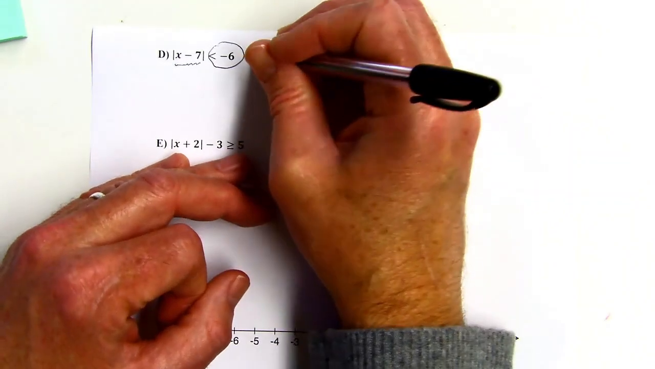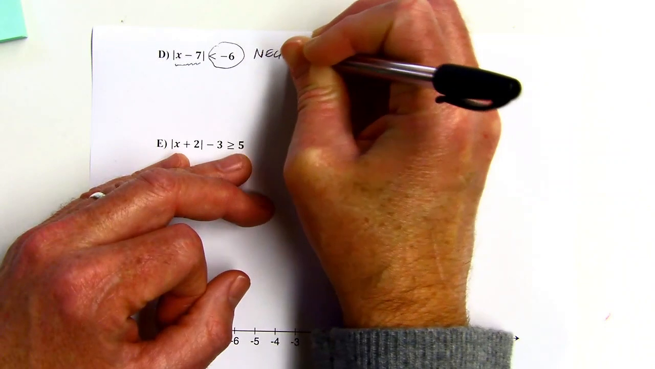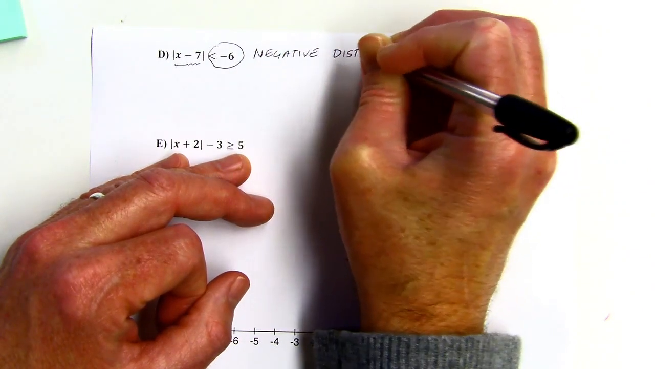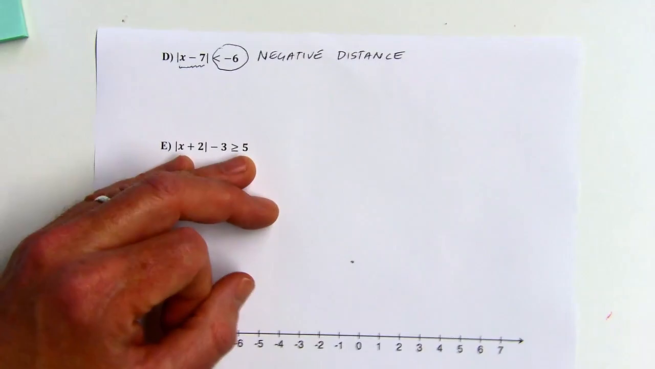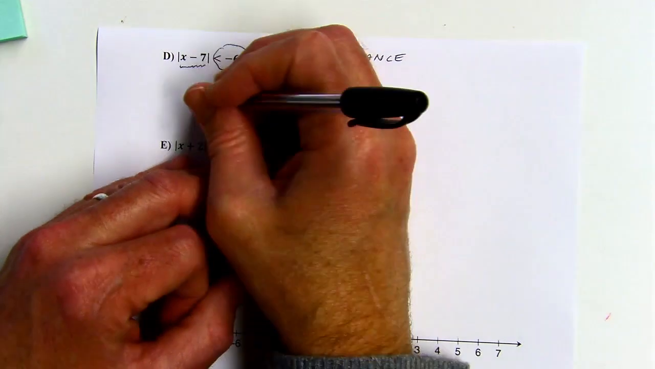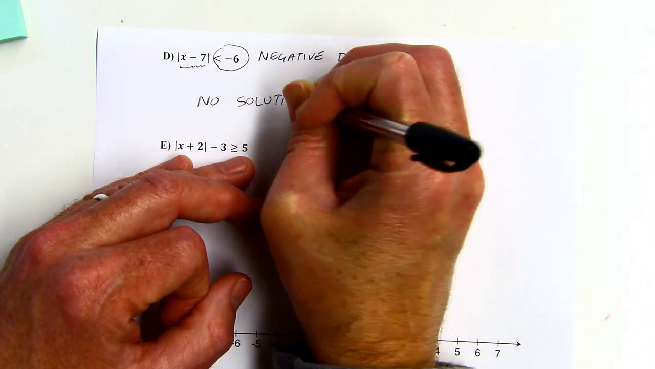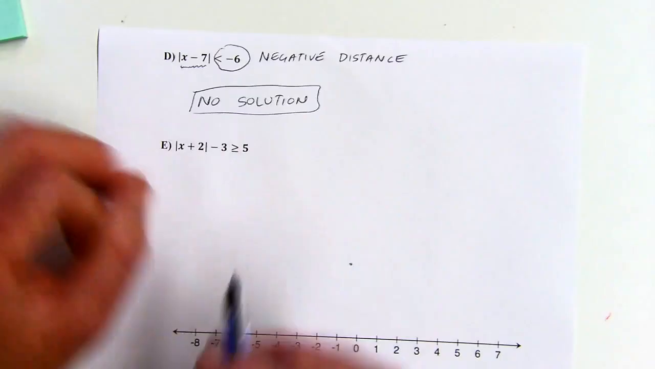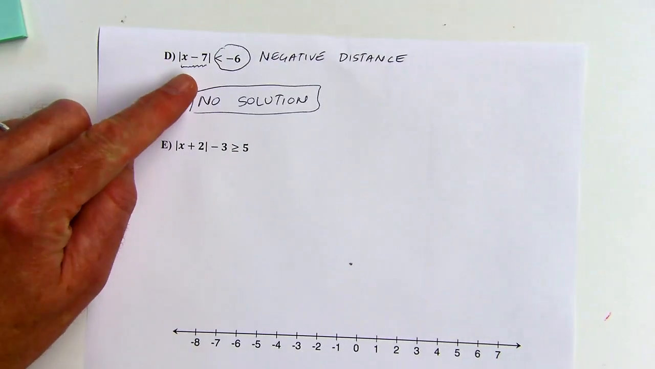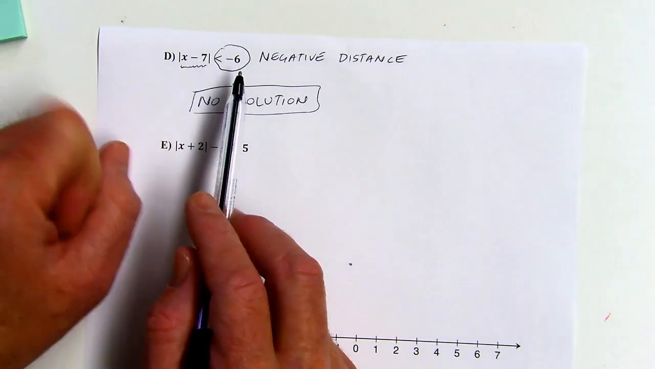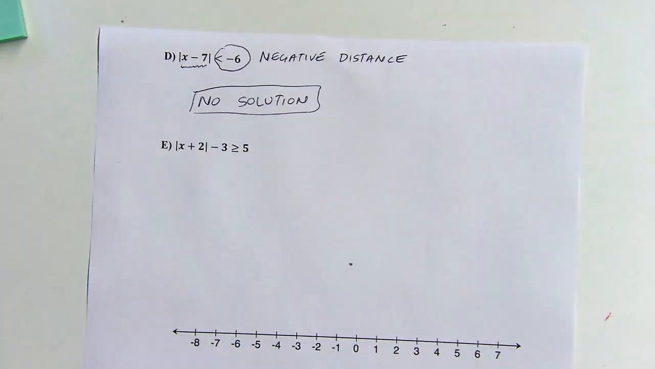This represents a negative distance, which is impossible. Distances always have to be positive, okay? So that means that this has no solution, and you really just need to be on the lookout for that, okay? So if the absolute value is isolated like it is here, make sure that it doesn't say that quantity is a negative distance away from 0, okay?